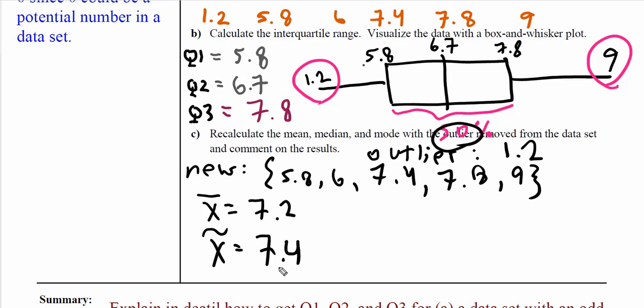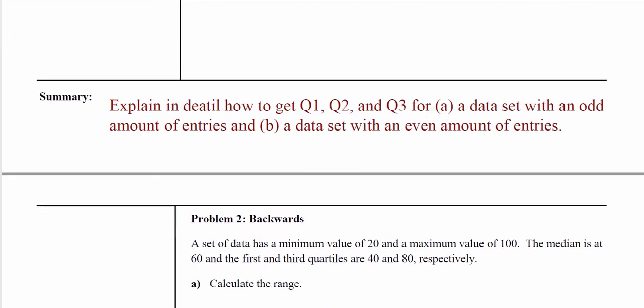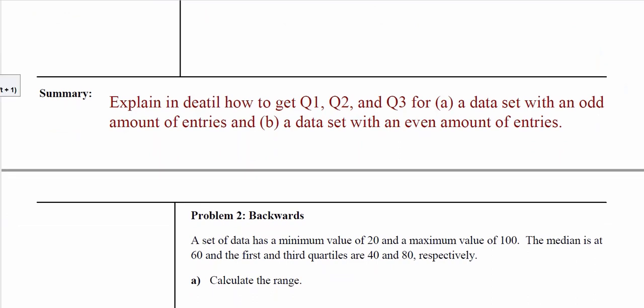Whereas before it was 6.7 in part A, the median is higher now because we removed that outlier, which was very low, and it was dragging some of the data down. The mode still remains the same. There is no mode.